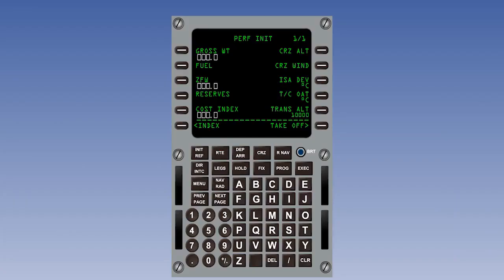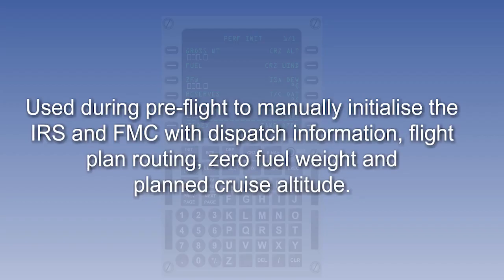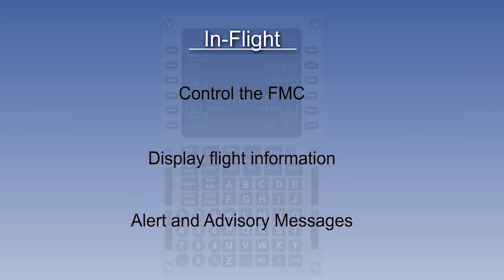The control and display units, or CDUs, consist of a display and a keypad, and are used during pre-flight to manually initialize the IRS and FMC with dispatch information, flight plan routing, zero fuel weight, and planned cruise altitude. In flight, they are used to control the FMC and display flight information, and to show alert and advisory messages.